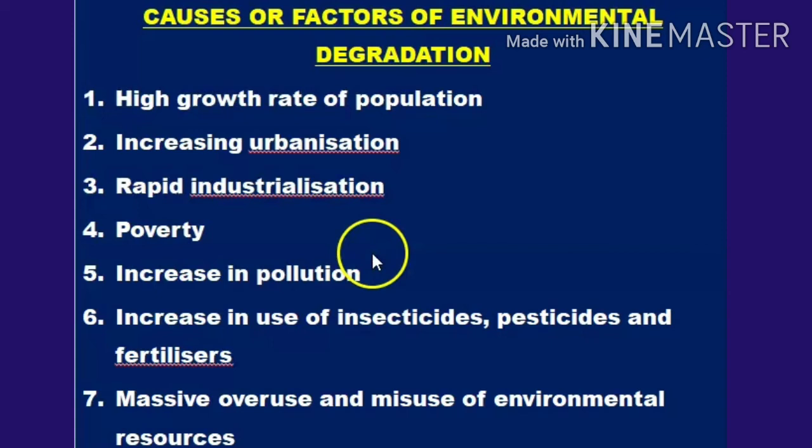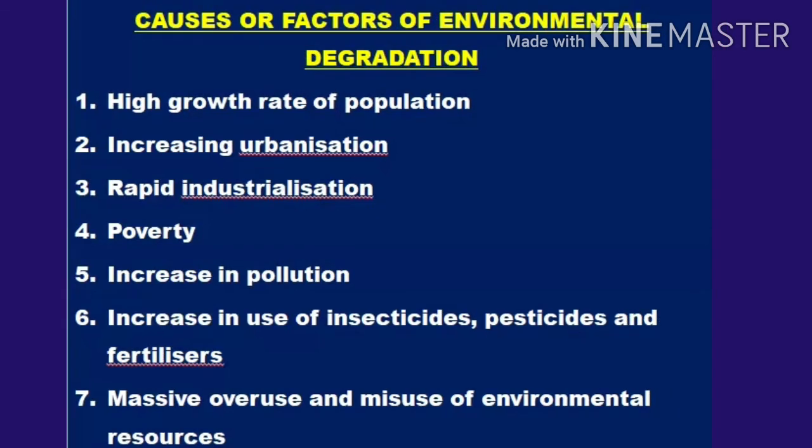So next is increase in use of insecticides, pesticides and fertilizers. To increase agricultural productivity, chemical fertilizers have been introduced. As a result, it adversely affects the environment by causing soil erosion and other long-term adverse effects on fertility of soil. So these chemicals may lead to low productivity, and the environment may also be affected by this.